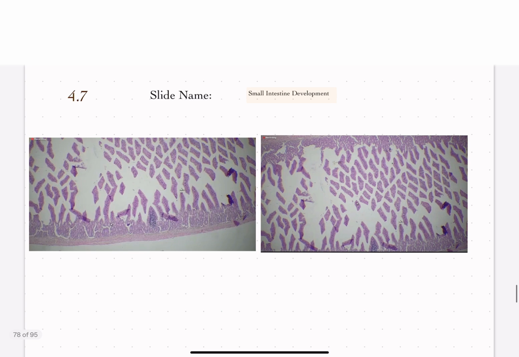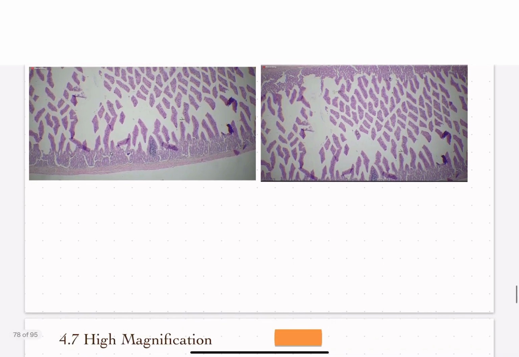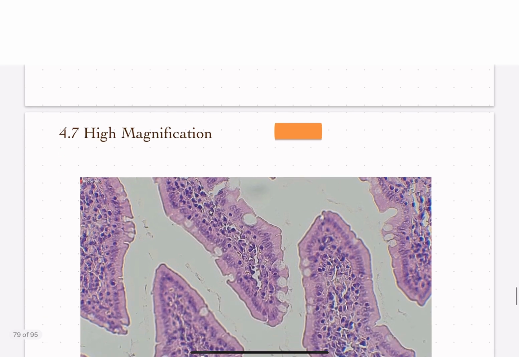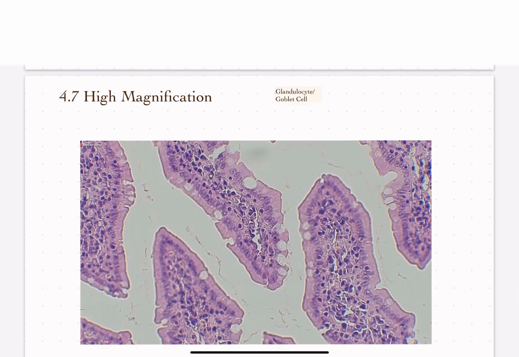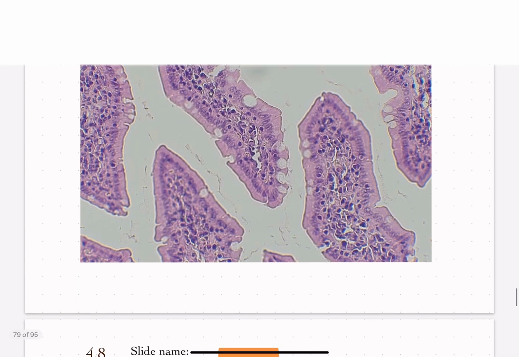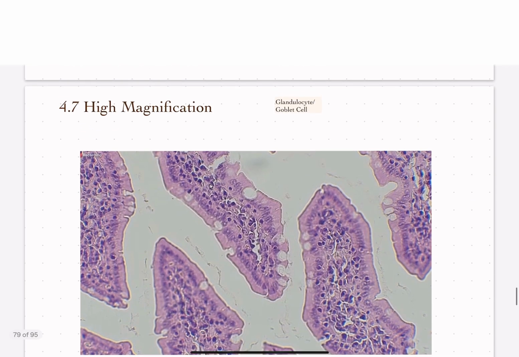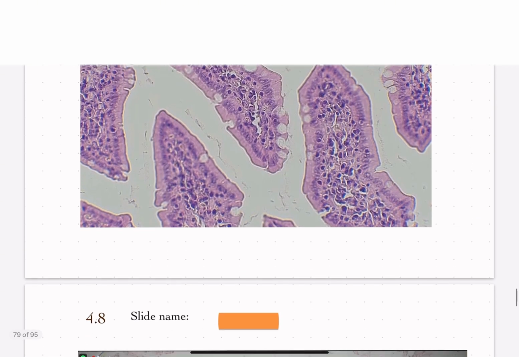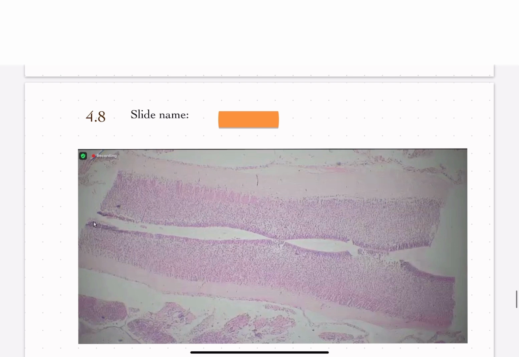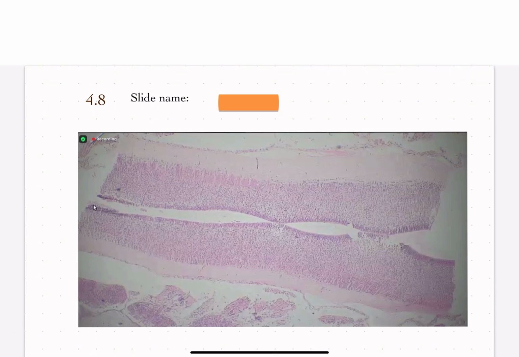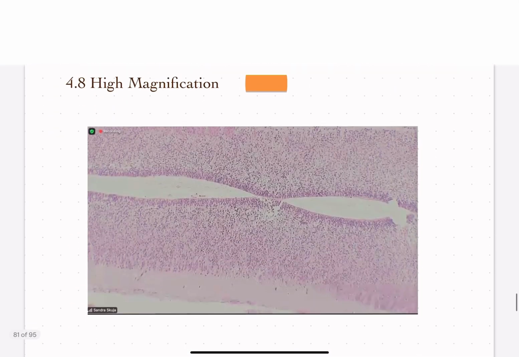4.7 slide name, small intestinal development or small intestine development, because it's a separate structure, it's not connected to any other structures. And then 4.7 zoomed in, glandulocyte or goblet cell. I think the goblet cell is more accurate if you're following Professor Vaivad's instructions. Then 4.8 is the developing spinal cord.